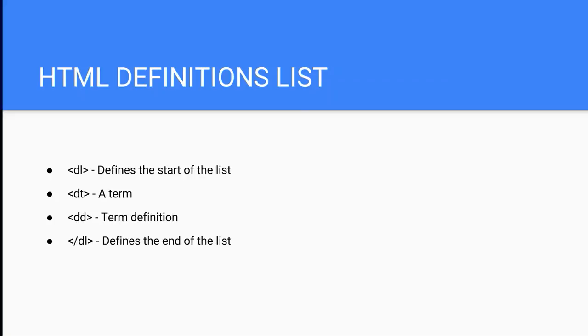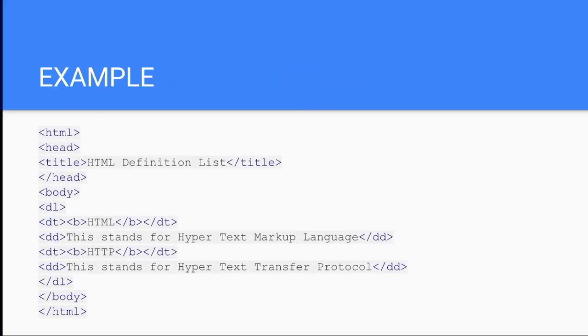So let's have a look at this. Let's have a look at the example code so that we can understand it better. In this example, we opened a DL in the body and we close the DL. In the DL, we opened a DT and B HTML and we close the DT. And DD, this stands for hypertext markup language, and we closed it. And DT, B, and so on. So let us execute this.